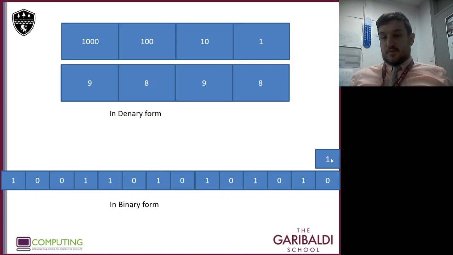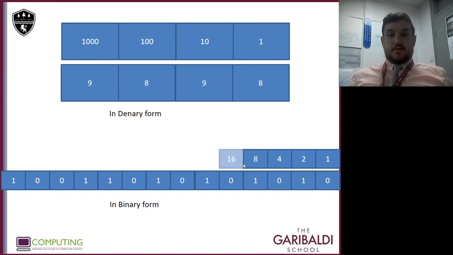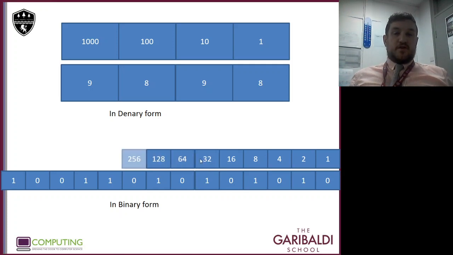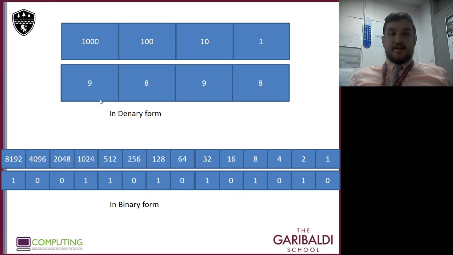So 1 times 1 is 1. 1 times 2 is 2. 2 times 2 is 4. 4 times 2 is 8. 8 times 2 is 16, 16 times 2 is 32, and so on and so forth. So we're always going up by 2, all the way up to represent 9,898, we're going up to 8,192. Now, you can see this in the heading, but we need to understand how.